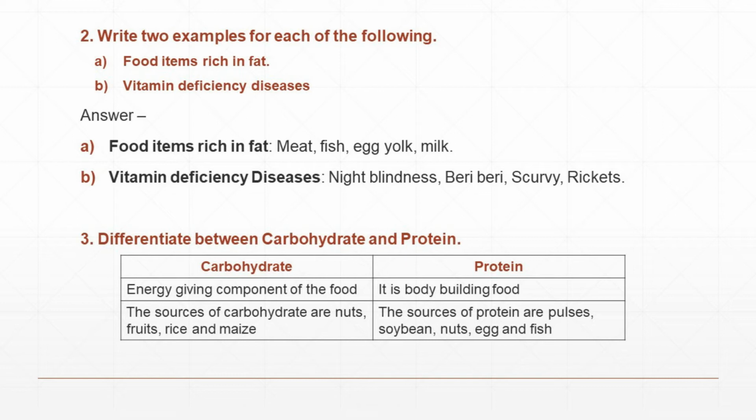Repeat, differentiate between carbohydrate and protein. Carbohydrate, energy giving component of the food. The sources of carbohydrate are nuts, fruits, rice, and maize. Protein, it is bodybuilding food. The sources of protein are pulses, soybean, nuts, egg, and fish.